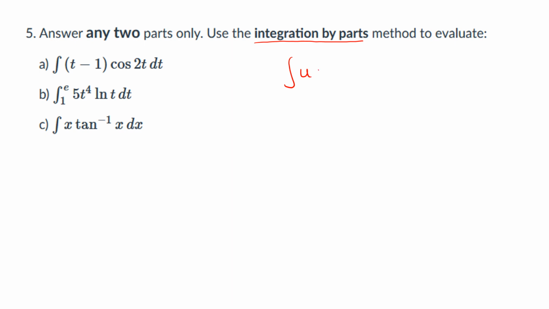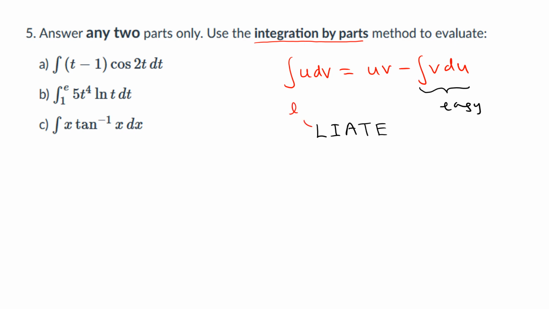We have the integral of u dv. You're going to write this as uv minus the integral of v du. So the goal is to choose u and v so that this integral is easy compared to the original one. What we normally do is remember this using LIATE, L-I-A-T-E.